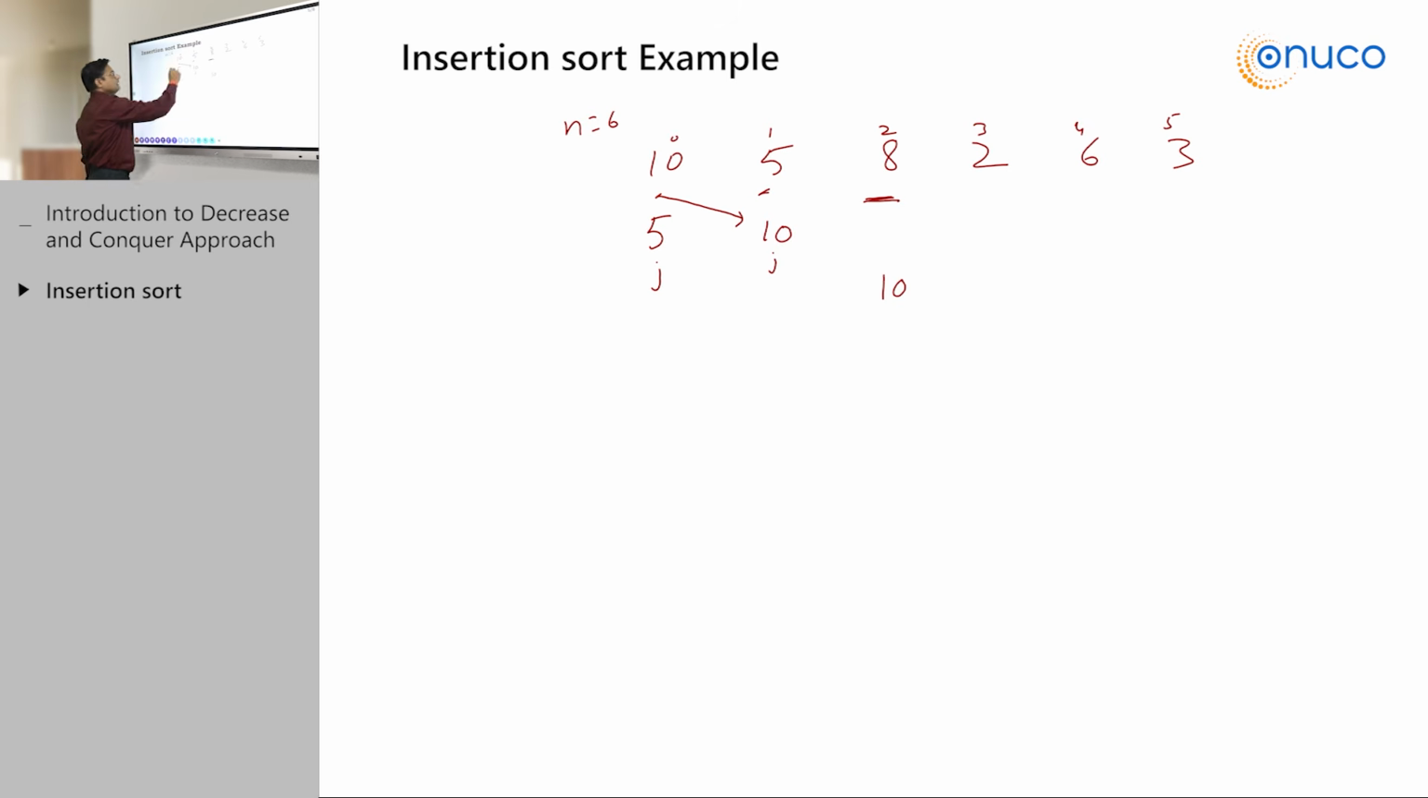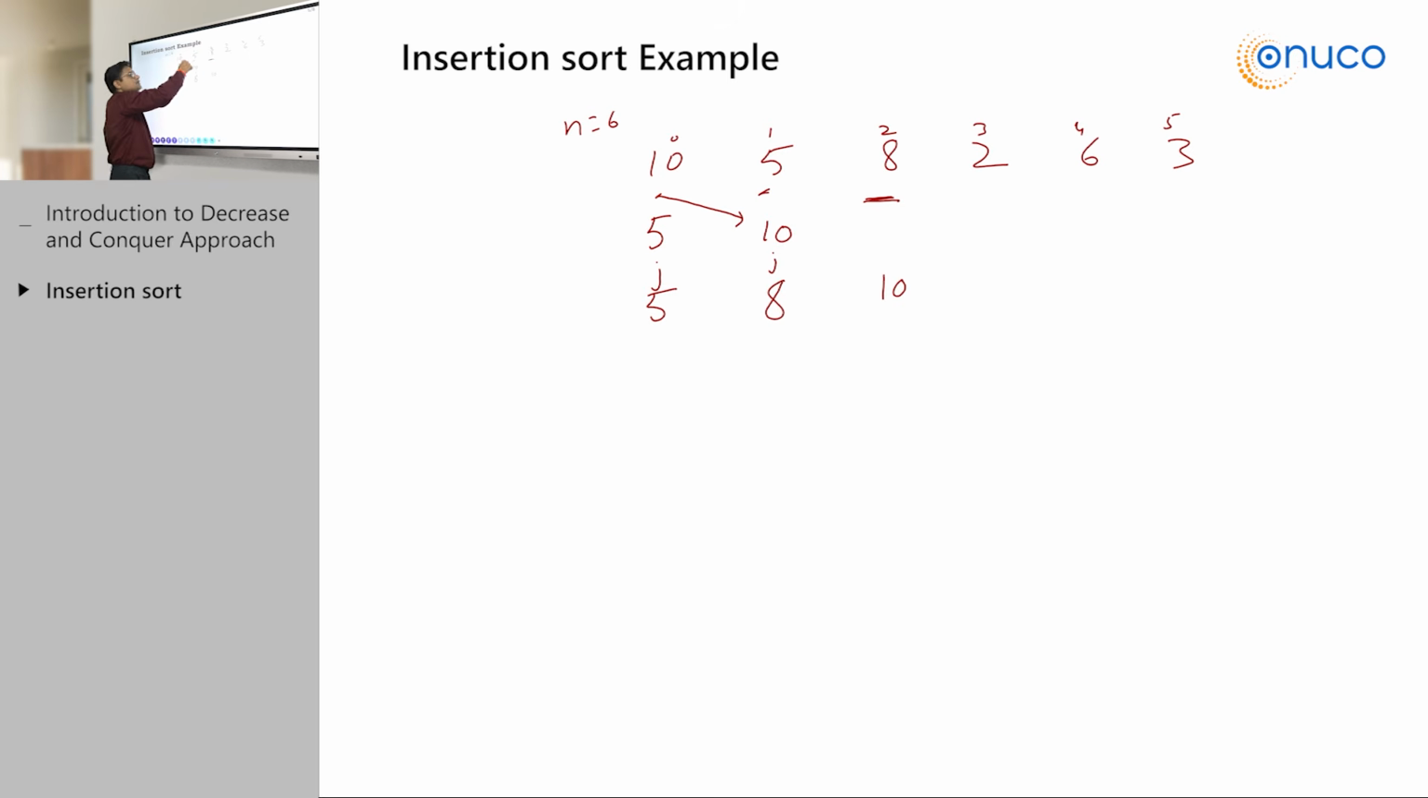Which is greater? 8 is greater. It means 8 must be inserted between 5 and 10. But the j pointer we have already decreased. Hence, we are going to add j plus 1 and place this new element. So j plus 1, 0 plus 1 is 1. At the place of 1, we write 8 and 5 will be as it is. So what happened here, friends?